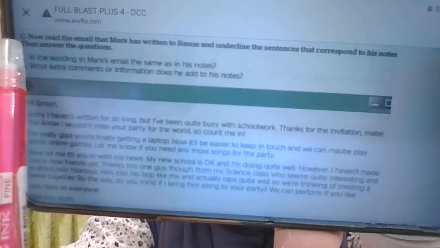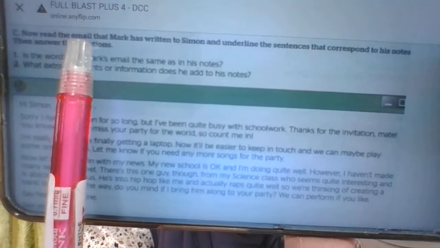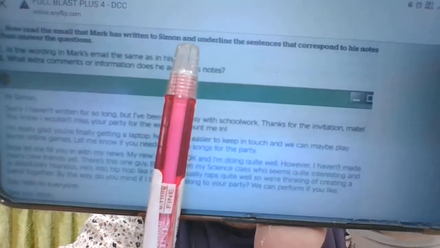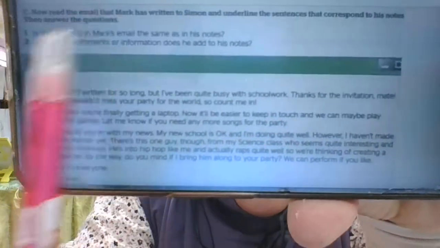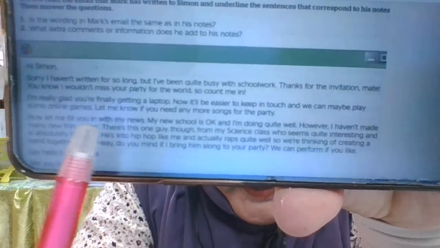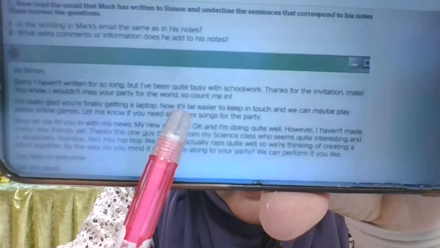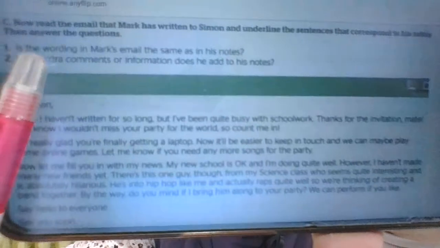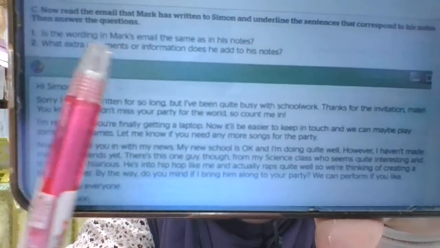the instruction is, now read the email that Mark has written to Simon and underline the sentences. You need to copy back this reply email and you need to underline the sentences. And after you have underlined it, you need to answer these questions, number 1 and number 2. Okay.